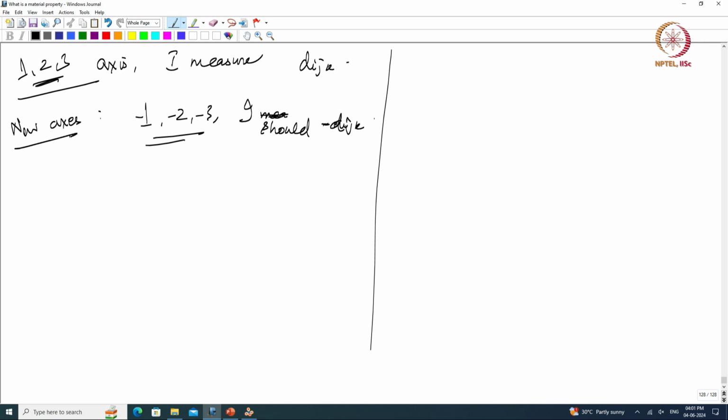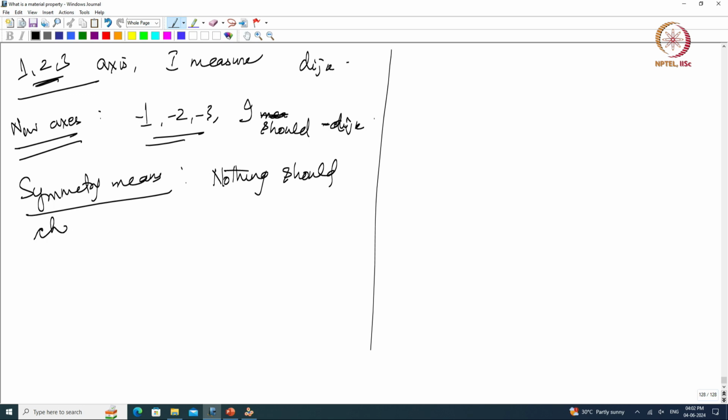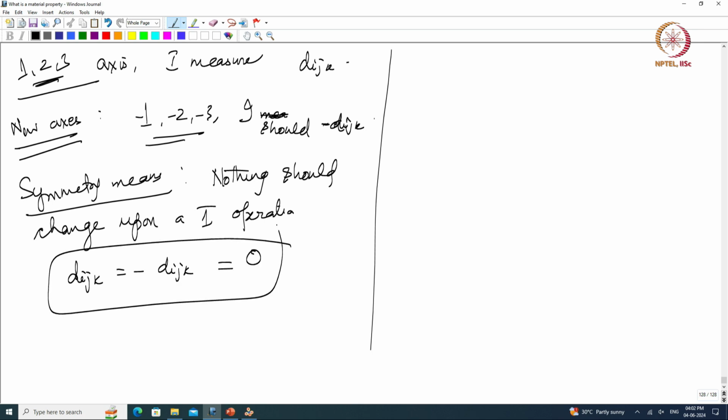However, symmetry means, just like when I rotated the axis earlier, I said there is a 3 fold axis of symmetry and I rotated the axis and nothing changed in your Vesta picture, if you remember. Symmetry means nothing should change upon a 1 bar operation. As a result, I should have Dijk equal to minus Dijk, and the only way this is equal is if both of them are equal to 0. As a result, I cannot have any tensorial component of the piezoelectric tensor.